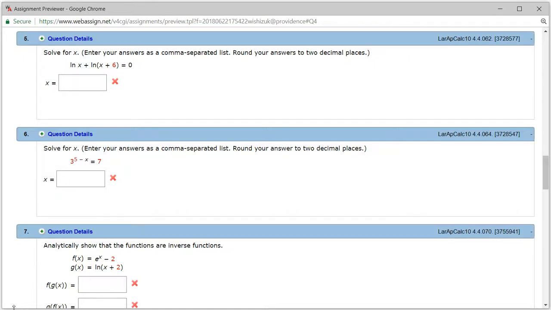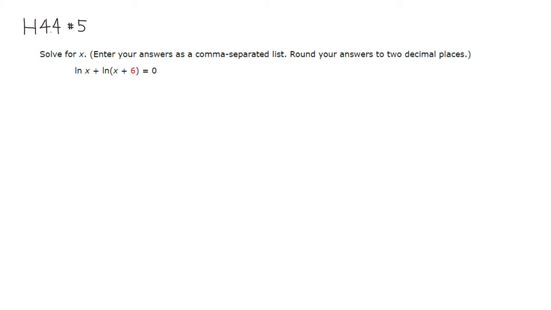Alright, let's look at homework 4.4, problem number 5. Let's solve this log equation. First we're going to try to put these two logs together. So you have natural log of x times x plus 6.